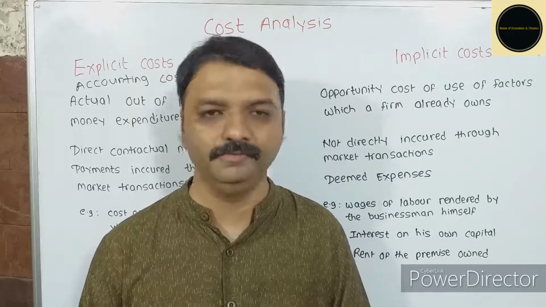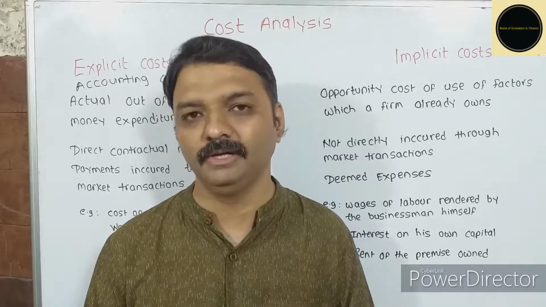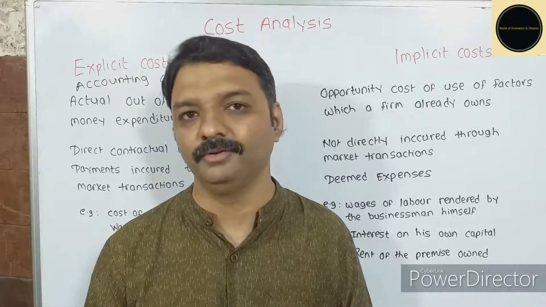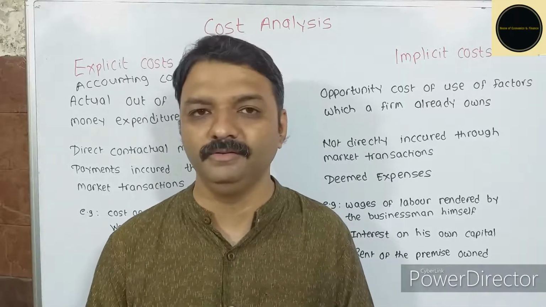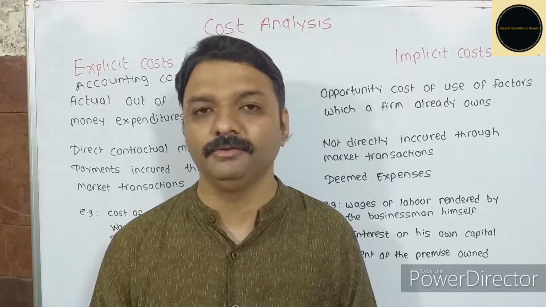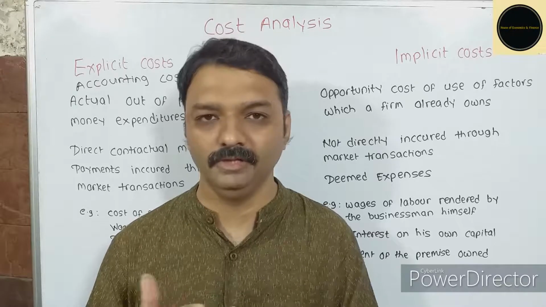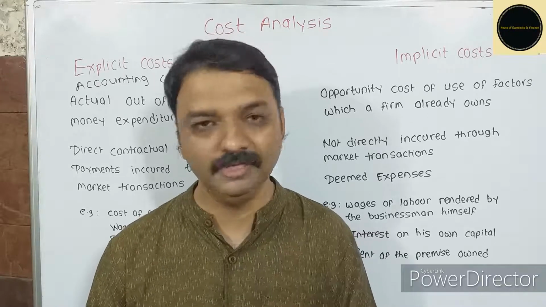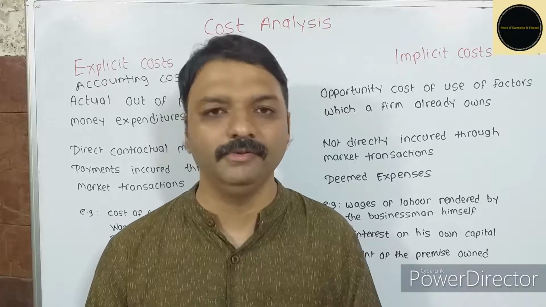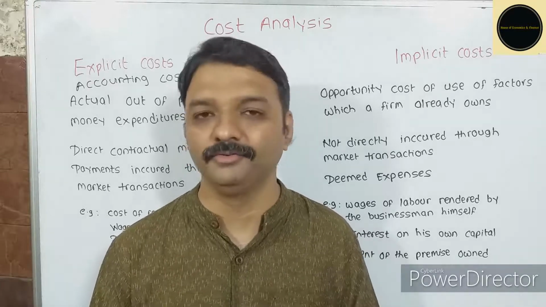In the series of discussion regarding costs, we have already seen what are real costs and what are opportunity costs. In this series, today we will discuss what are money costs. Money costs have two components. One is implicit cost and another is explicit cost. So what are these costs? We will first look at explicit costs.